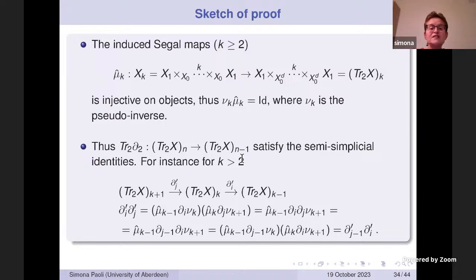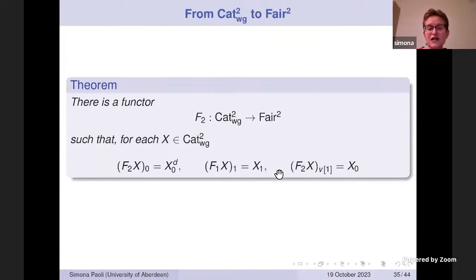This in itself is a pretty straightforward thing, but somehow it was in front of my nose for many years. And with Dorette, we were concentrating on another aspect. Then I did the higher dimensional case and I just left it there. When I realized this, immediately I saw the connection with the fair two-categories. So to sum up, this is the construction that gives you a functor from weakly globular double categories to fair two-categories. At the level of objects, you have x0d, the category of R is x1, and x0 is precisely the category of weak units.